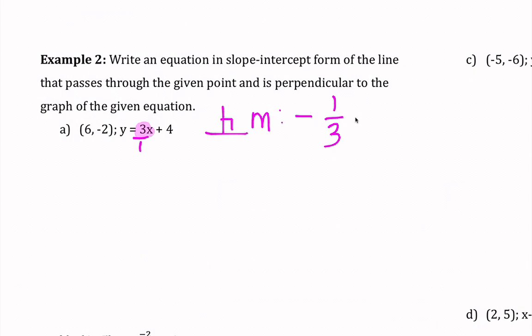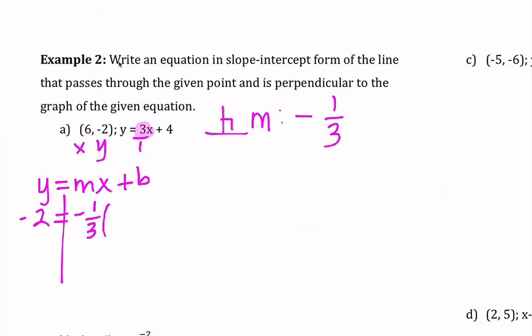Okay, so this is the slope I want to use, but I want it to go through this point. So I'm going to have to find my new y-intercept. So here's my x and my y value. So I'm going to have to plug in to solve for my b, my y-intercept. All right, the point tells me my y is negative 2. We said our perpendicular slope is a negative 1/3, and the x for my point is a 6. Okay, we need to solve for b.